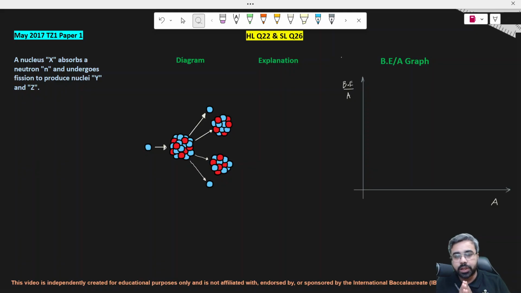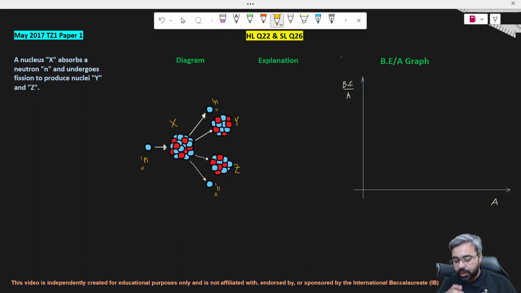In fact, this question is addressing the binding energy per nucleon and the binding energy of these fragments and that unstable nuclide. So I will explain not only theoretically but also from the graph. So let us see. According to this question, when the neutron hits the nuclide X, it splits into two relatively smaller nuclides, whereas two neutrons are emitted.